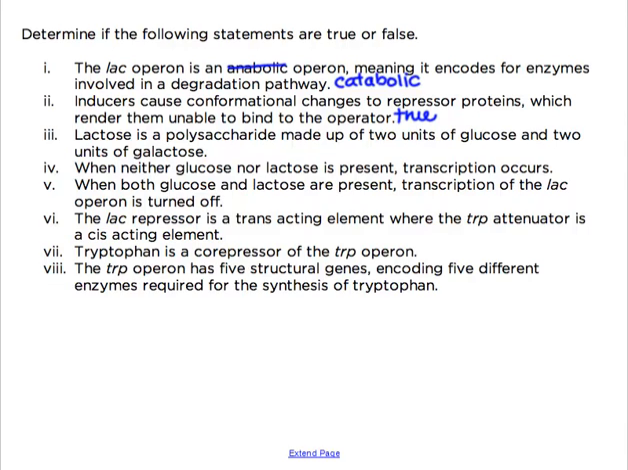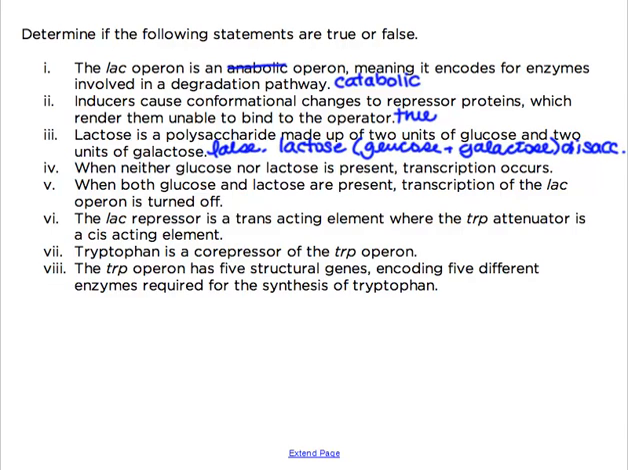3. Lactose is a polysaccharide made up of 2 units of glucose and 2 units of galactose. This is false. Lactose is a disaccharide, and it's made of 1 unit of glucose and 1 unit of galactose. So it's a disaccharide.